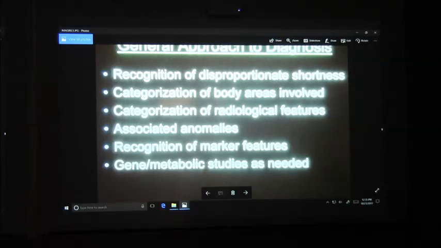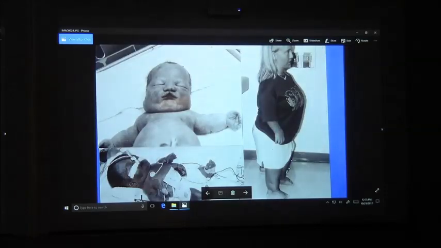And I should say, in this day and age, the gene studies are done whether they're needed or not as fast as possible. Let's see. This guy has a midline cleft. This is an individual with a lethal condition. Note how small the chest is. Makes the abdomen look very prominent. And look here, he's got an extra finger. So this is a guaranteed diagnosis of skeletal dysplasia, which is, however, usually lethal.